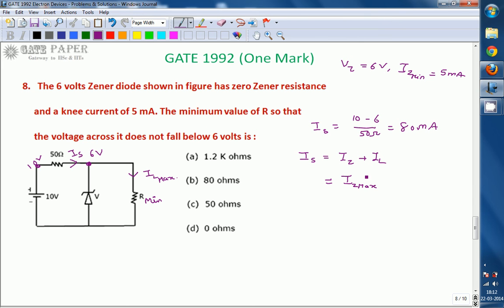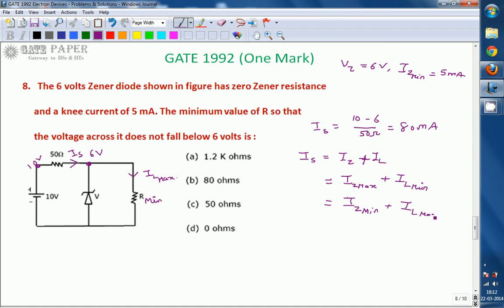Out of that constant current, if Iz takes the maximum current, the load should take the minimum current, which is IL minimum. Otherwise, if IL is taking the maximum, we connect the minimum R. R minimum means the load current is maximum. By that time the Zener diode should take the minimum Zener current such that it stays in the breakdown region, and only then can it act as a voltage regulator.